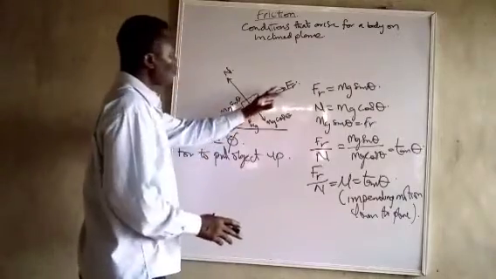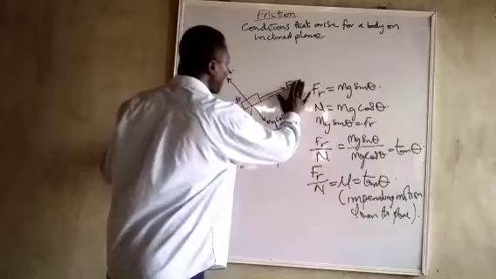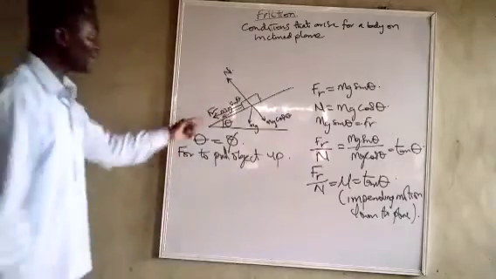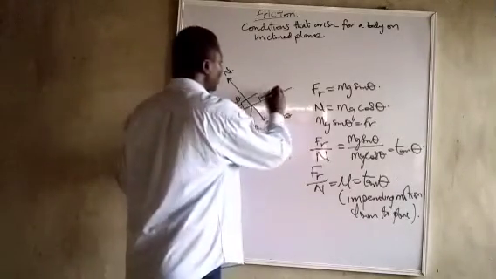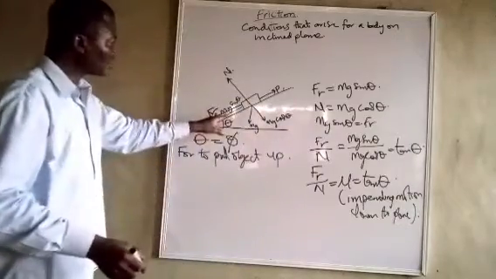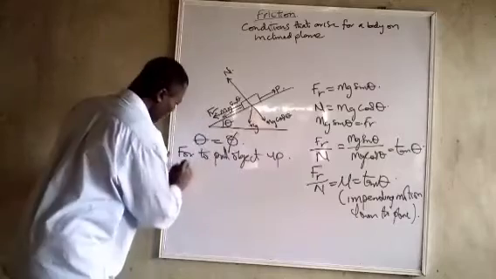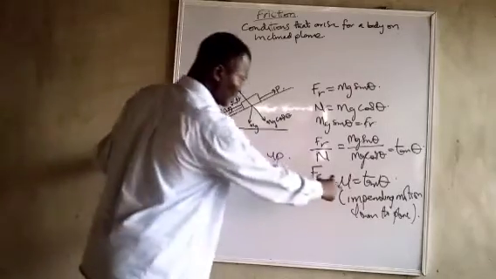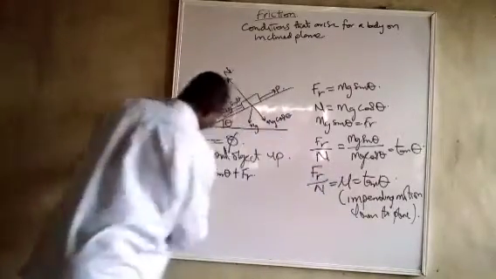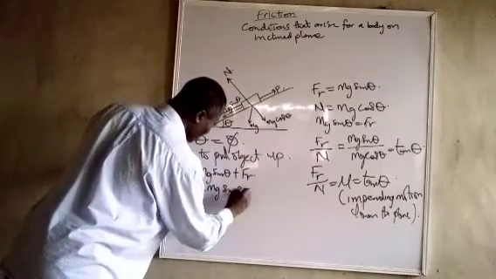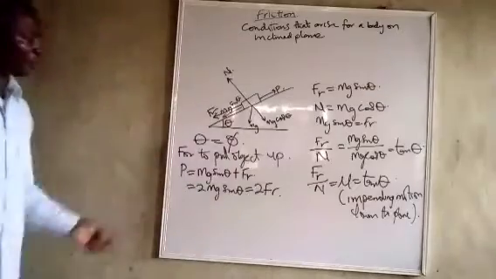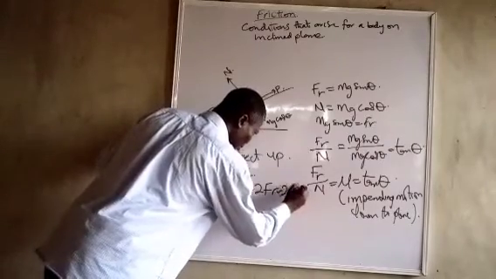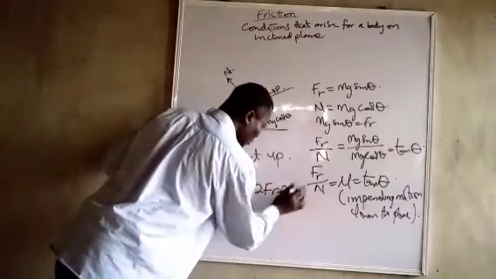So if we want to move this body up now, this Fr will act downward. So if you want to move this body up, P will have to overcome mg sin theta and Fr. So P will be equal to mg sin theta plus Fr. But at this point, tan theta is equal to mu. So we have P equal to 2 mg sin theta, since Fr equals mg sin theta. So to even move the body up at all, you are going to need this when theta is equal to phi, which will be equal to 2 mg sin phi.